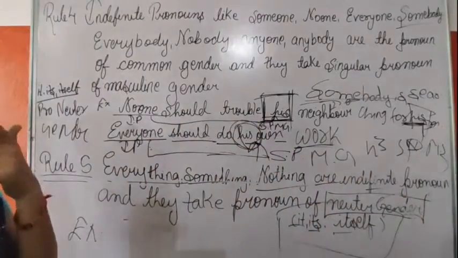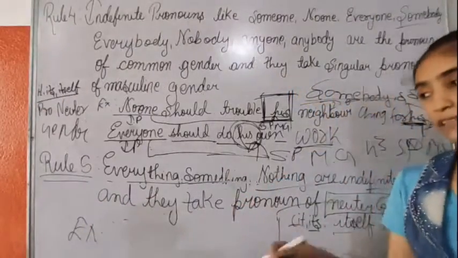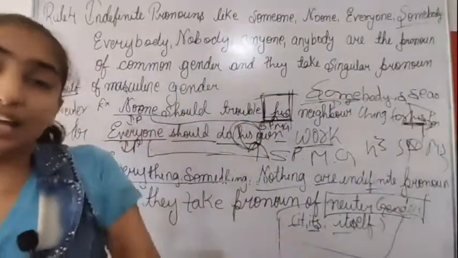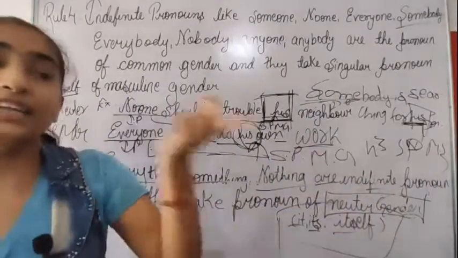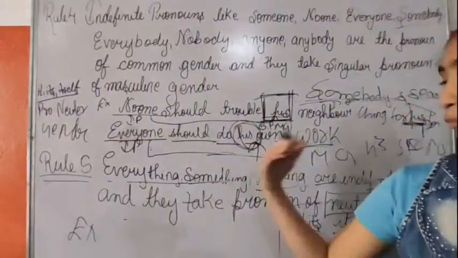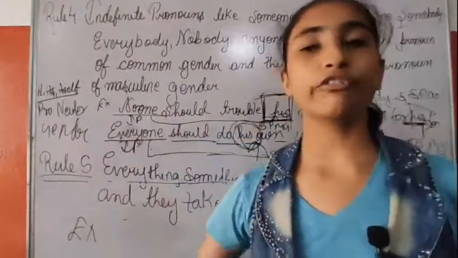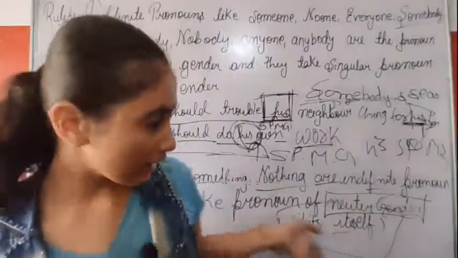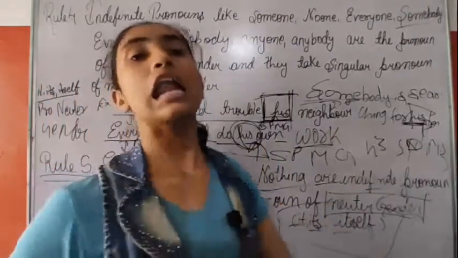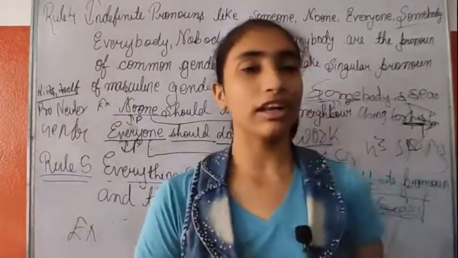Let's take one more example. Something has not been kept in its place, or in its order. So here you can also identify that when I'm using "something," then just after a few words I have used the pronoun of the neuter gender, that's it. Now let's move to the last two rules of gender, and after that our gender chapter will be completed.